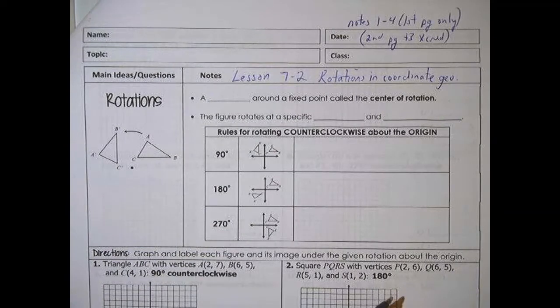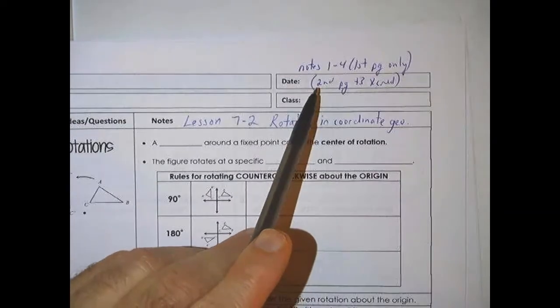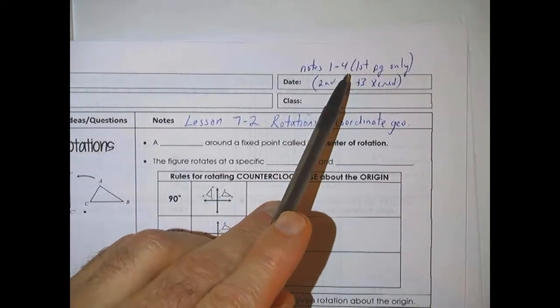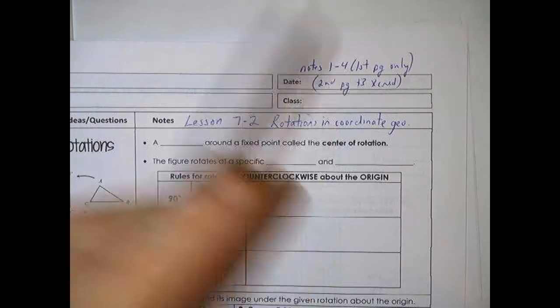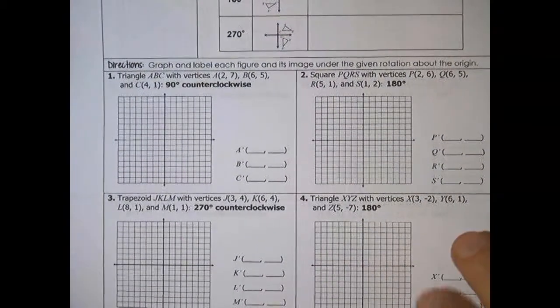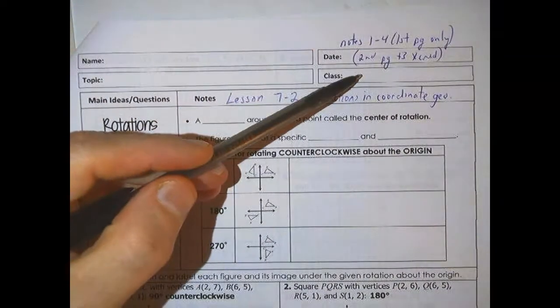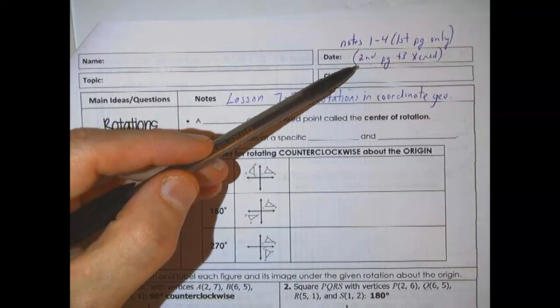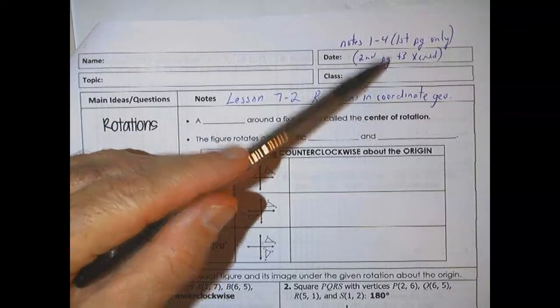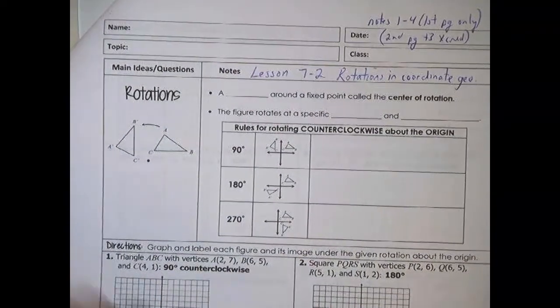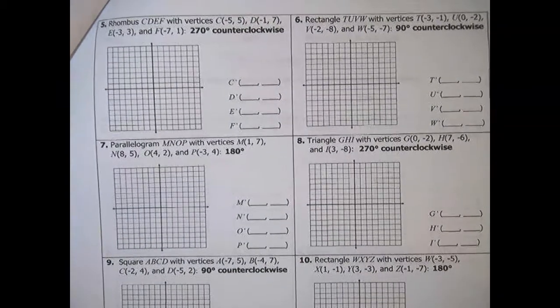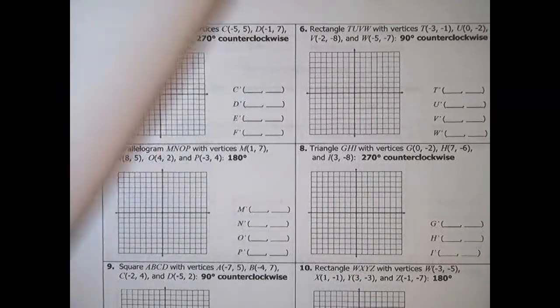Just a little note here, we're going to cover 3 of the problems on this page, so there are 4 problems on this page. We're going to do 3 of these. You'll be responsible for the 4th one. The second page is completely optional, but you'll get 3 points of extra credit if you choose to do the second page of notes. So that's these 8 problems right here, and you're welcome to do those.